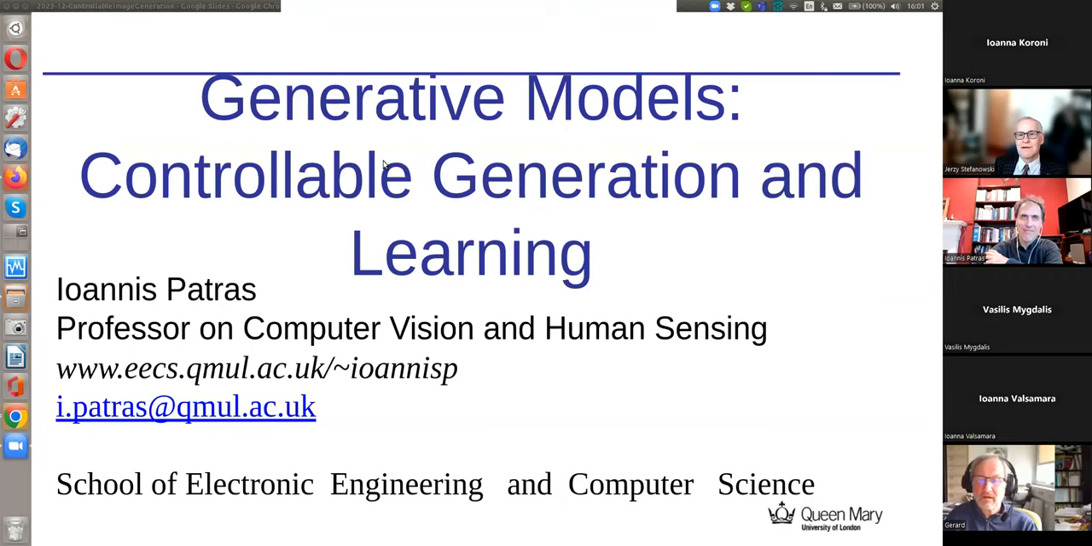His main research interests are in computer vision and machine learning methods. Today's talk concerns a quite important topic in deep neural networks, applied also to images. So we have generative models, controllable generation, and learning. That's all. The floor is yours, Ioannis.